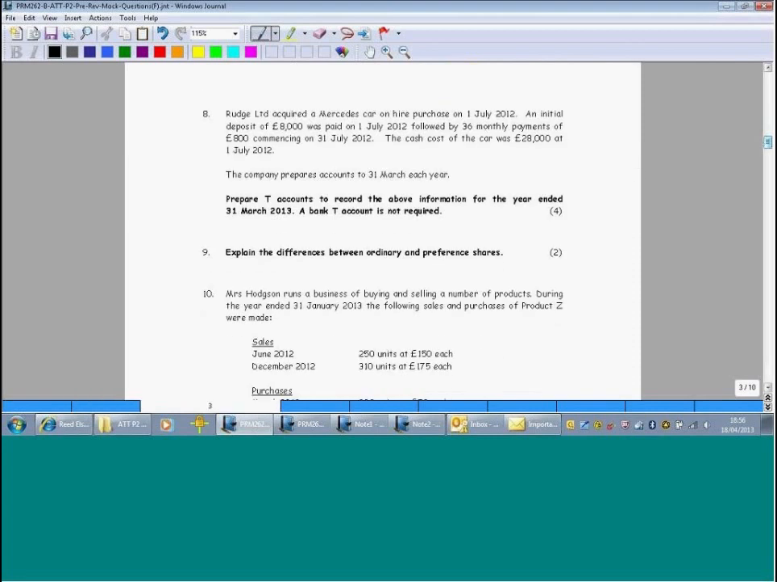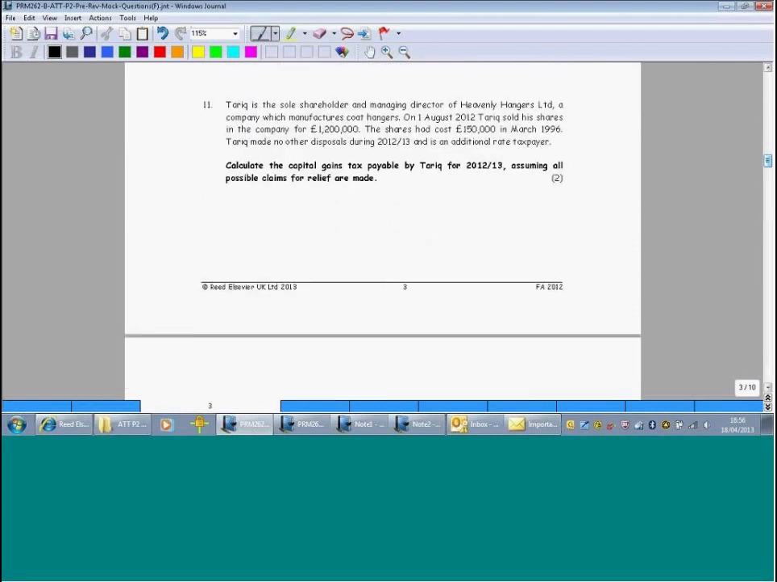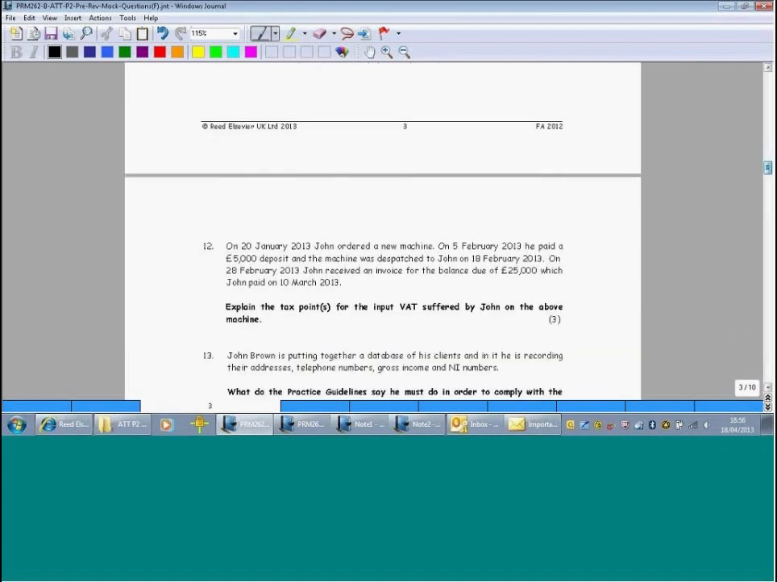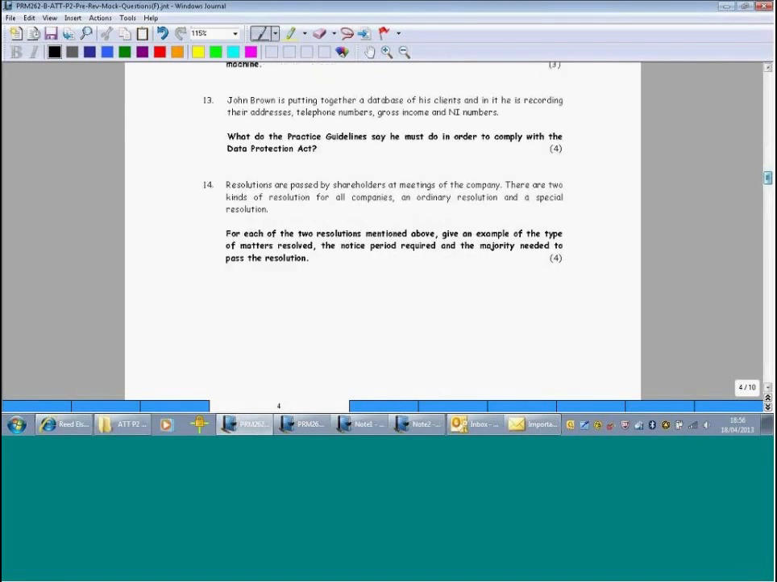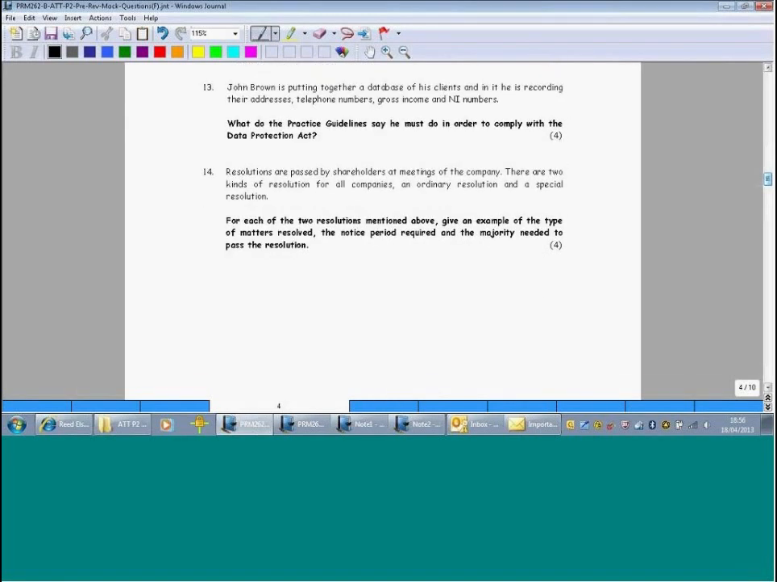8, 9 and 10 are all accounting questions. Question 11 is looking at the calculation of a gain for an individual, and it involves entrepreneur's relief, so make sure that you're okay with the basics of entrepreneur's relief. VAT tax points in question 12 comes up an awful lot. Again, look at the answer if you didn't know it. Fairly straightforward set of rules that you just need to learn and practice applying.